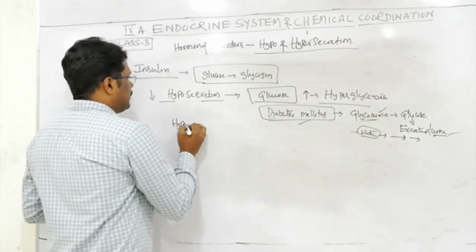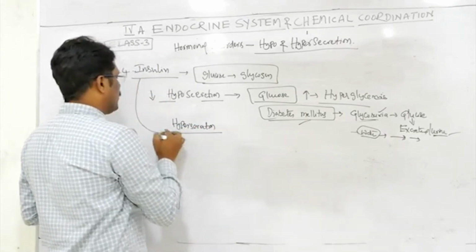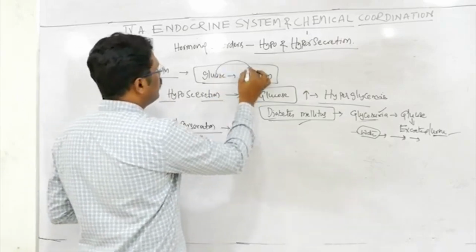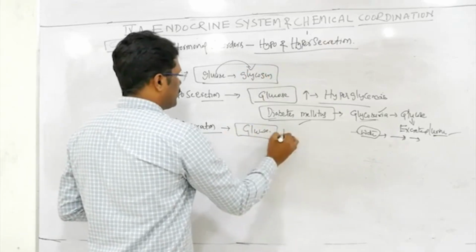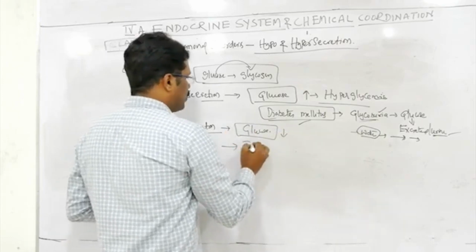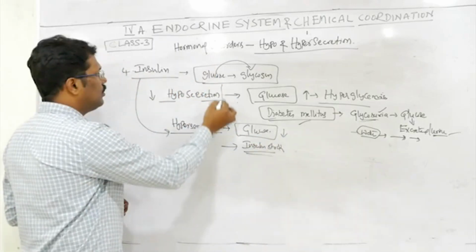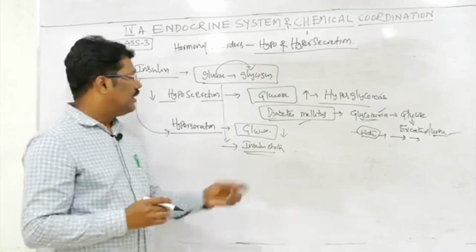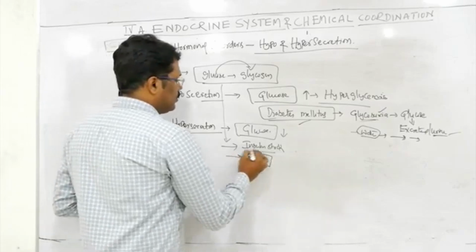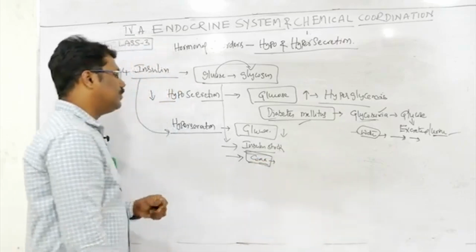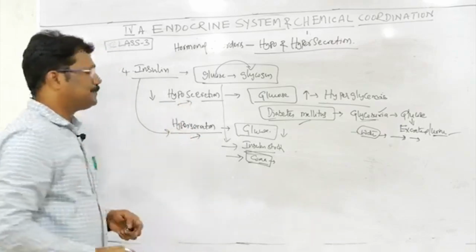And hypersecretion of this insulin leads to conversion of entire glucose into glycogen, where the glucose levels in the body would be reduced, and it is known as insulin shock. That means no amount of glucose is available for the body to continue its functions, hence it is called insulin shock, and the person due to lack of energy resource may go into a condition called coma. So this is about the hypersecretion and hyposecretion.